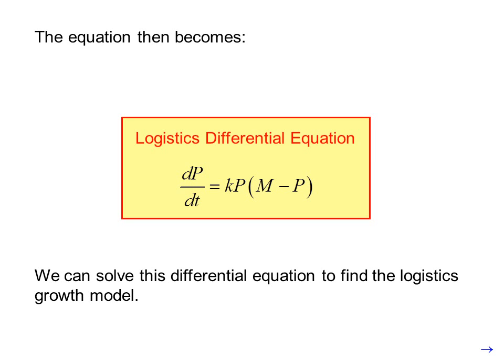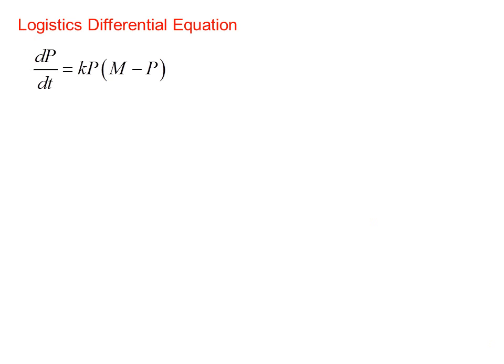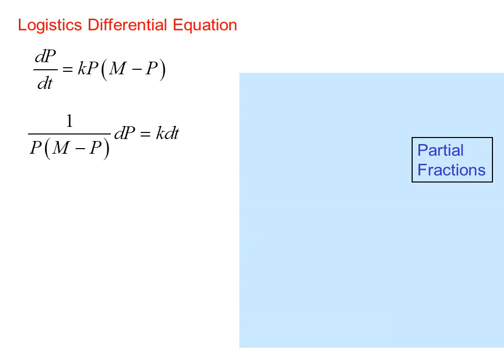We can solve this differential equation to find the logistic growth model. Once we solve it once, then we can just use the formula, and we don't usually have to solve it over and over again. Starting with the logistic differential equation, we have dP/dt equals kP times (M minus P). We notice that it's a separable differential equation, so we separate the variables. Now we can use partial fractions to help with our integration.